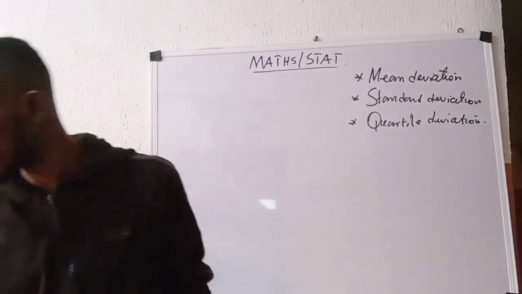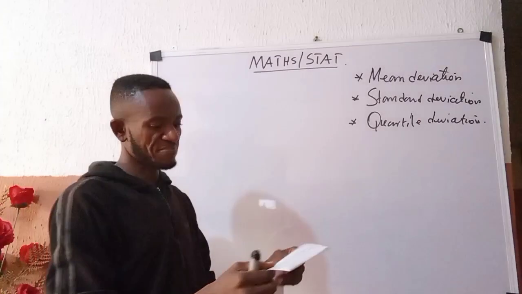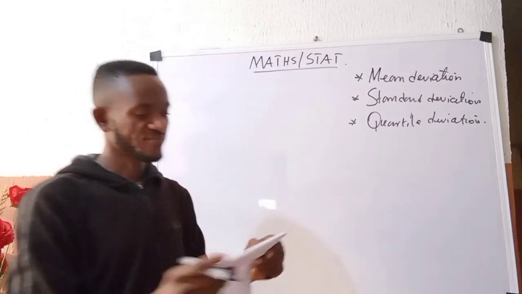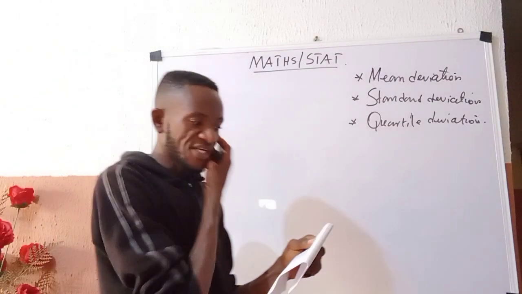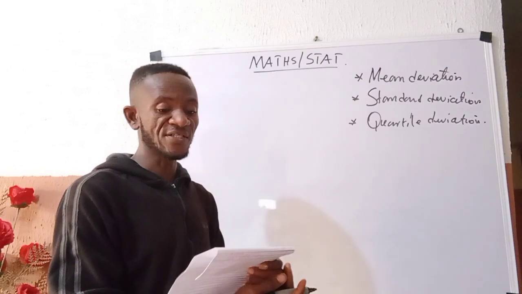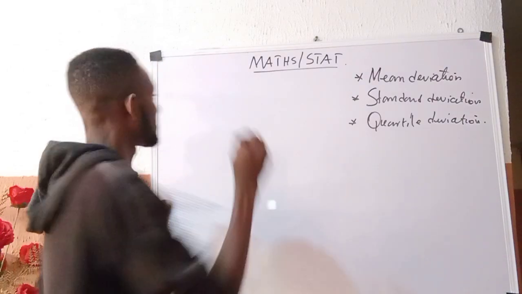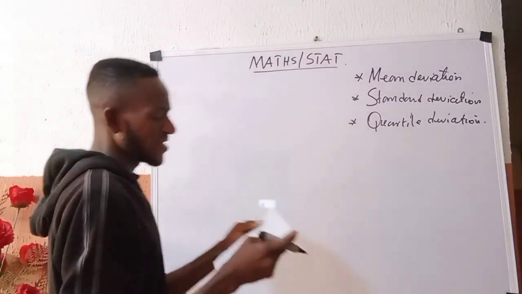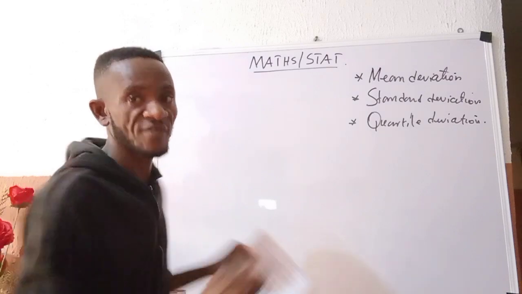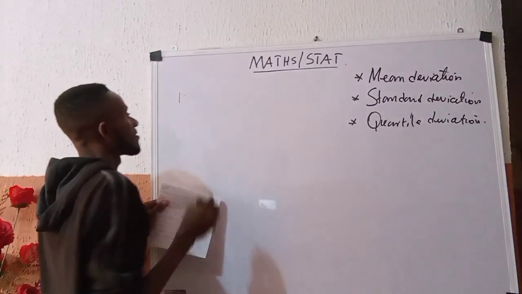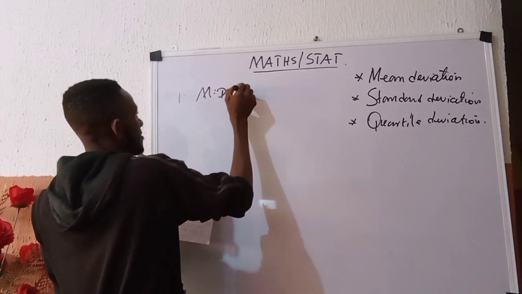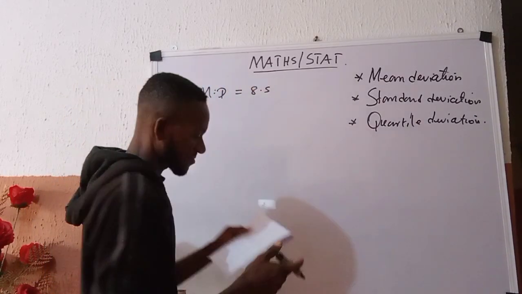I want us to look at this question together and see how we can provide a solution to the problem. The question says, if the mean deviation of a set of observations is 8.5. So let me write this one, question number 1. They are saying that the mean deviation, M.D, equals 8.5.